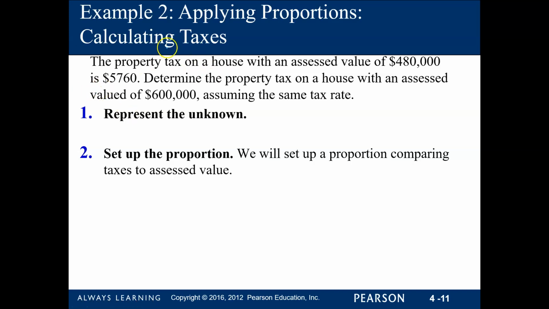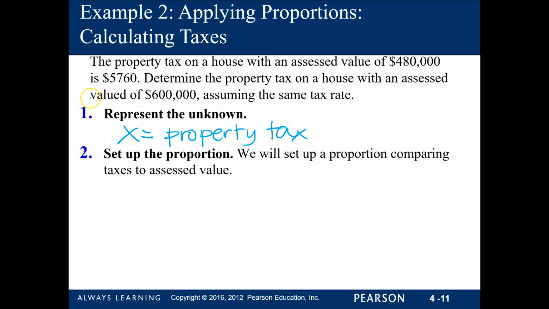So let's have this example. The property tax on a house with an assessed value of $480,000 is $5,760. Determine the property tax on a house with an assessed value of $600,000, assuming the same tax rate. All right. So in this case, what are we looking for? We are looking for the property tax. So x is our property tax. Okay, because as you can see here, determine the property tax.